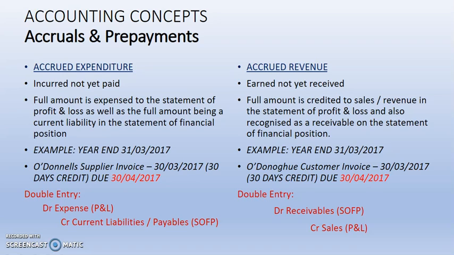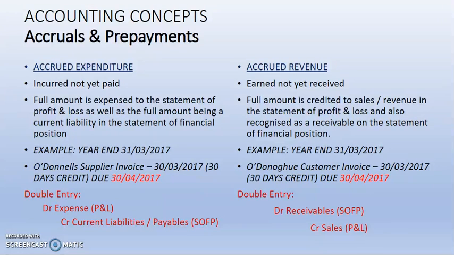So accrued expenditure is expenditure that has been incurred in the financial year. However, it will not be paid until after the financial year. The full amount of this accrued expenditure will be expensed to the statement of profit and loss, as well as the full amount being a current liability in the statement of financial position.